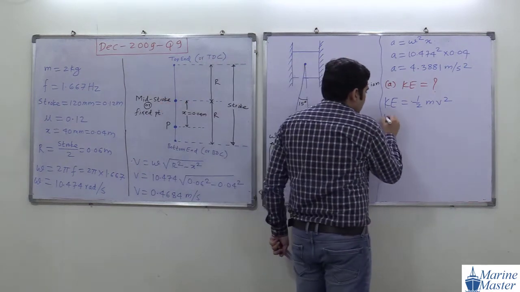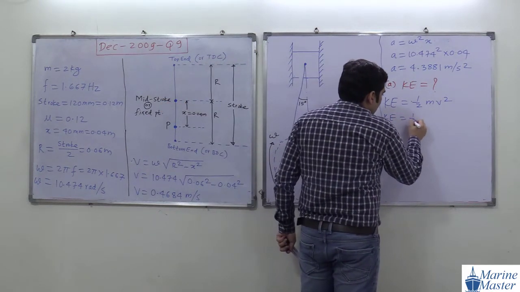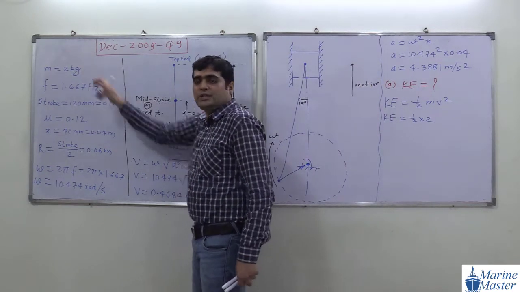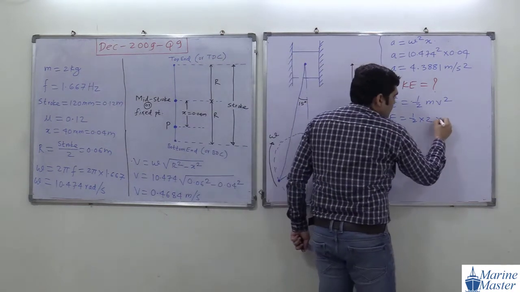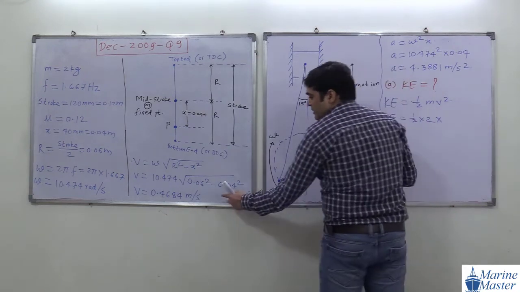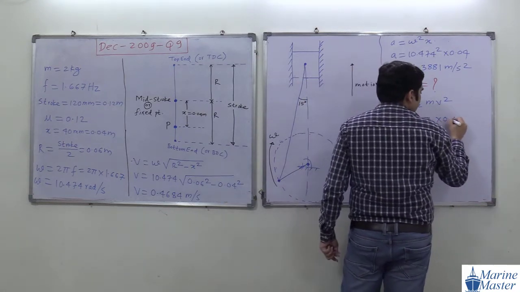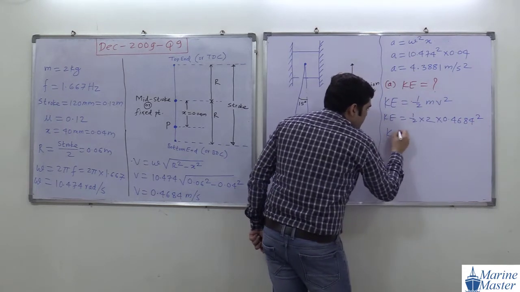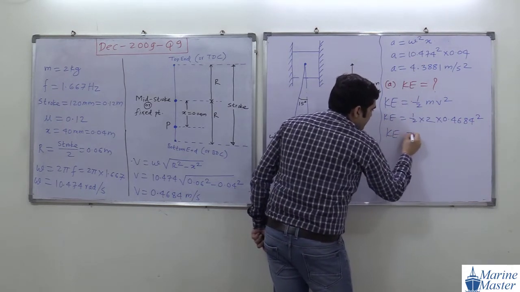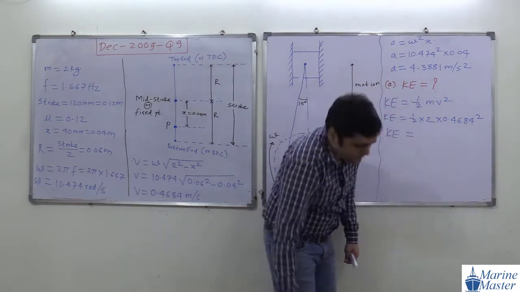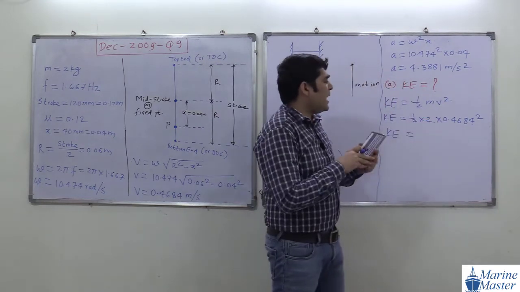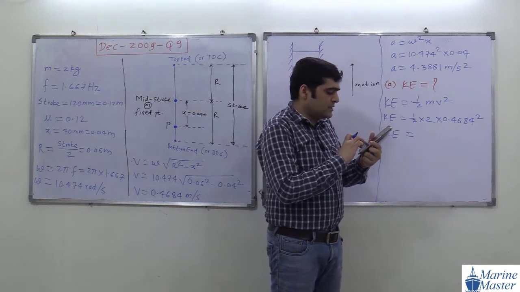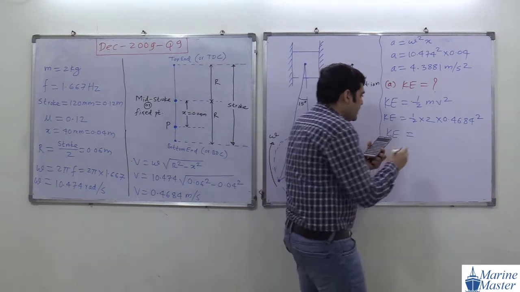So kinetic energy, half mass. Here the mass is given: m is 2 kg. So half into 2 into velocity, which we just now calculated, 0.4684 square. So this 2 we can cancel. Everyone, please do the calculation. So at the end, kinetic energy is 0.4684 square. How much value are we getting?